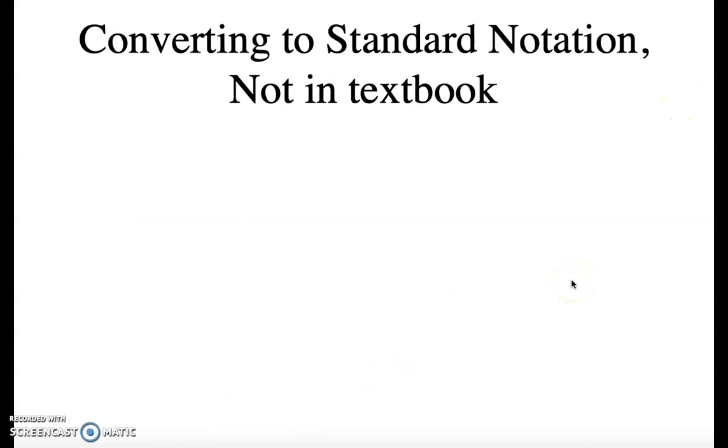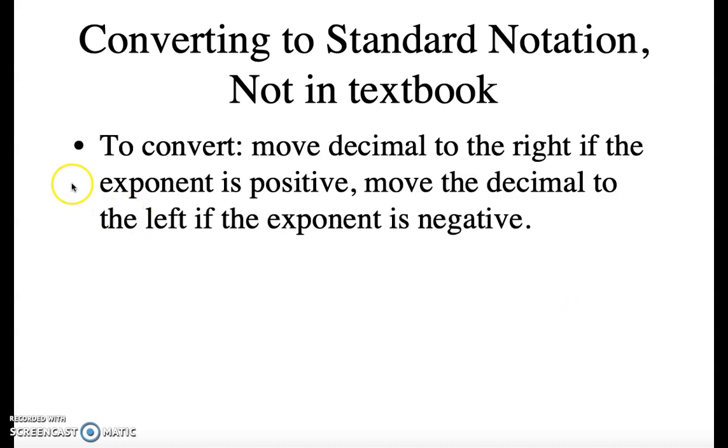Now, converting to standard notation, which is not in your textbook, but let's look at this. This is going from into scientific notation to out of scientific notation. So, to convert, this is how you do it. Move the decimal to the right if the exponent is positive. Move the decimal to the left if the exponent is negative. That's all you have to remember.